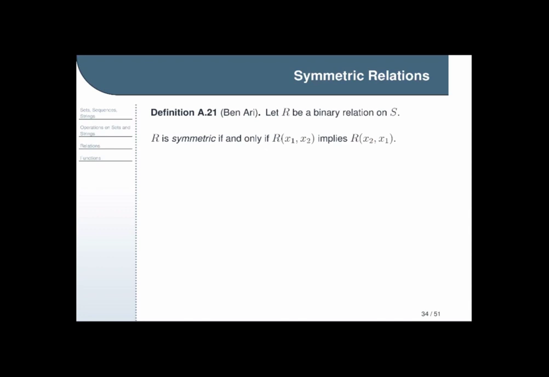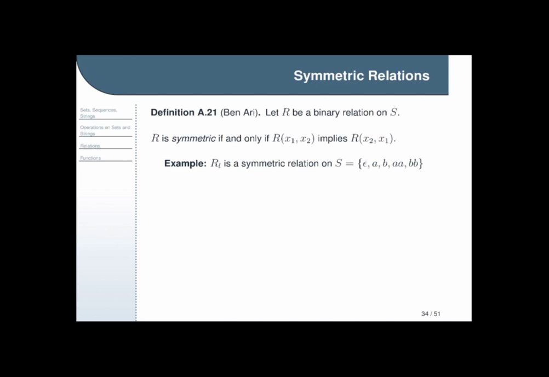A relation can also be symmetric, right? And the way that we define this is we say a relation R is symmetric if and only if R of x1, x2 implies R of x2, x1. I remember I made kind of a big deal out of how we had A related to all, but not the other way around. If it always is the case that when one element, say A, is related to B, that would always mean that B is related to A, that's when we can say, okay, then that's something special. That means this is a symmetric relation.